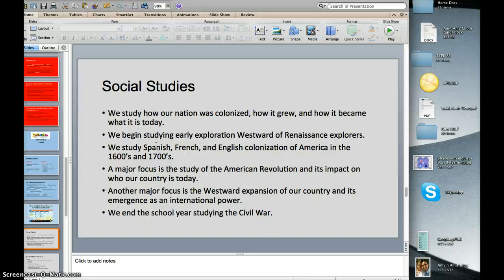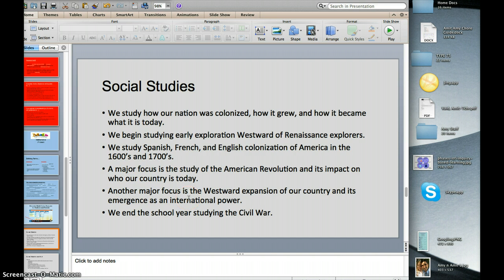A major focus after studying the colonization of America, and I always like to call it America as a playground. You have the English, the French, and the Spanish all with their certain parts of America. And in the end, of course, England gets all of America, or at least colonizes all of it, and then that leads us to a lot of tension between the colonists and the king and the ruling party in England. And we study the American Revolution. We study its impact on our country today.